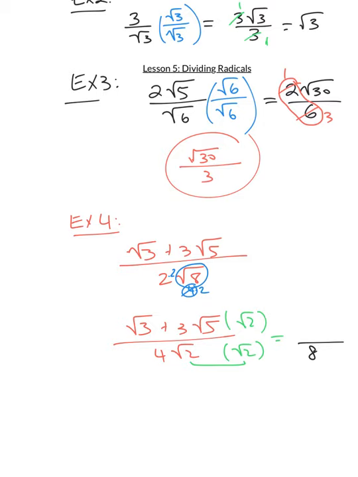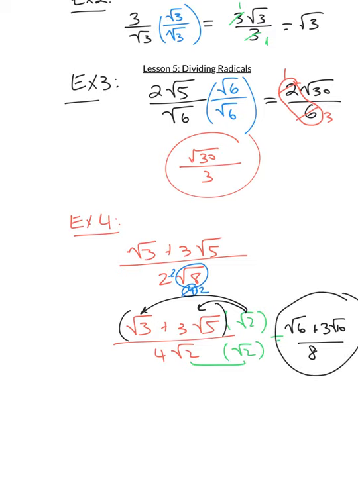And then I'm going to distribute. Remember, there are invisible parentheses in the numerator. I'm going to distribute my square root of 2 to both terms. So I'll have the square root of 6 plus 3 times the square root of 10. I look to see if this can be simplified, and I see that it cannot. The square root of 6 and the square root of 10 are irrational, whereas 8 is rational. So I leave it like that.